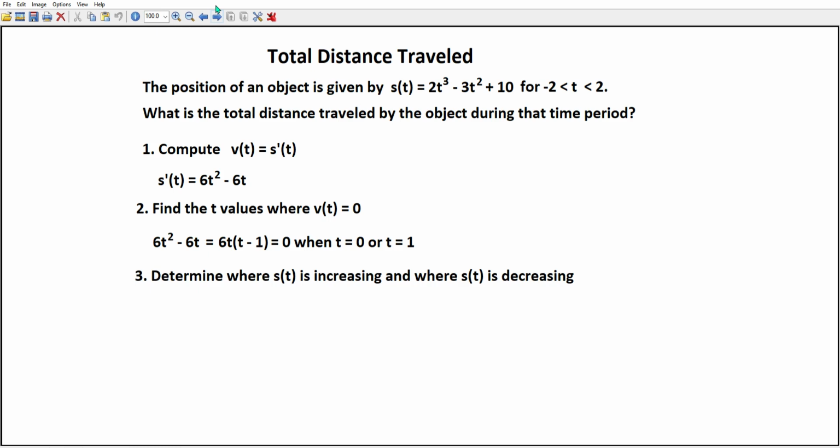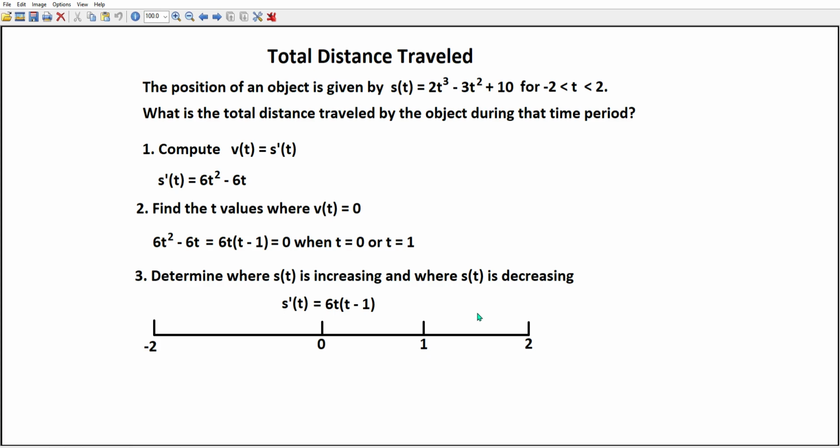Now we want to determine where s of t is increasing and where s of t is decreasing. We'll need this so that we count both pieces of the path as positive distance. So what we do is we draw a sign chart for s prime of t, the velocity. We note that it's 6t times t minus 1.